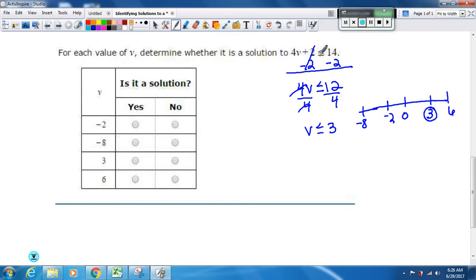Now, because the inequality is underlined, it can be less than or equal to 3. So the 3 is automatically a yes. And this inequality right here is going to the left. So any numbers to the left of my 3 are answers. So negative 2 is, negative 8 is, and 6 is not. And you're finished.